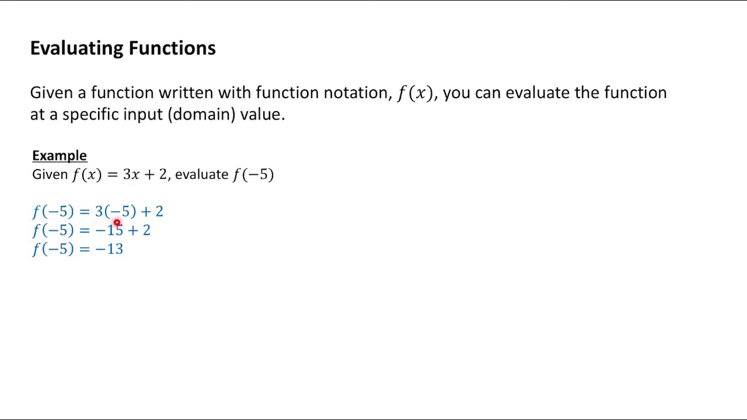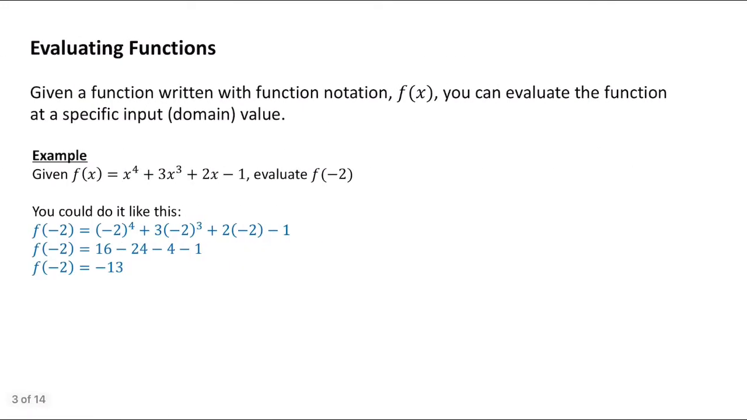Then all we need to do is work on simplifying this. And when we do that, we get f of negative 5 equals negative 13. So what if we wanted to evaluate a function like the polynomial functions we've been talking about? For example, if we have f of x equals x to the fourth plus 3x cubed plus 2x minus 1, and we want to evaluate f of negative 2.